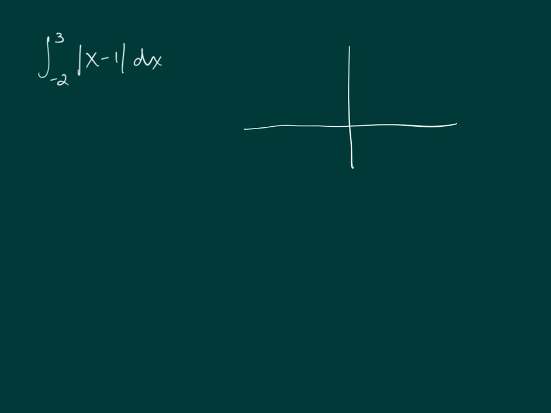So this graph is an absolute value function that was shifted right 1 unit. So here we go, it's doing something like this. And let's see, it goes from -2, so like right there, to +3, something like right there. And so we're looking for this area here.